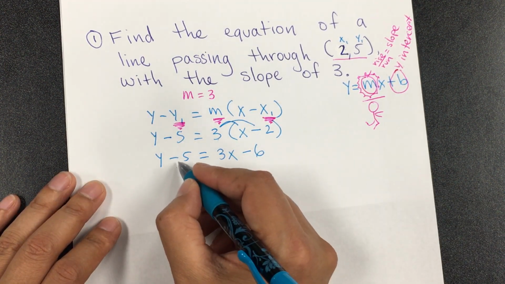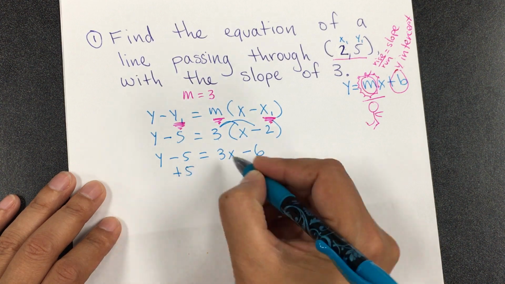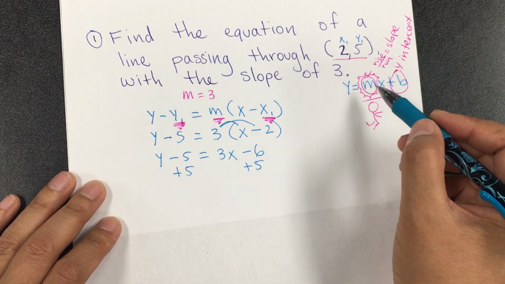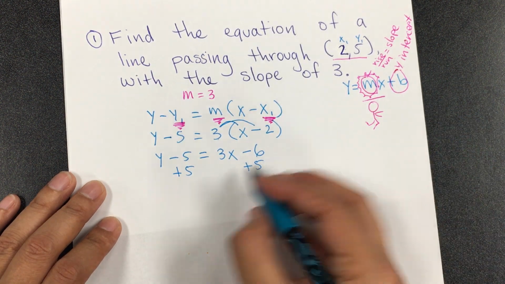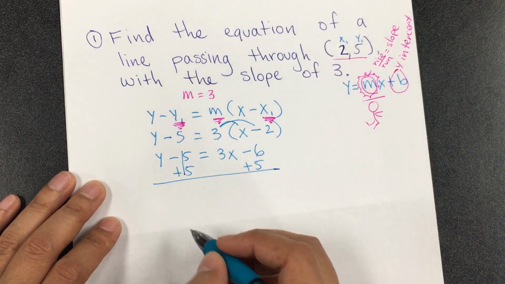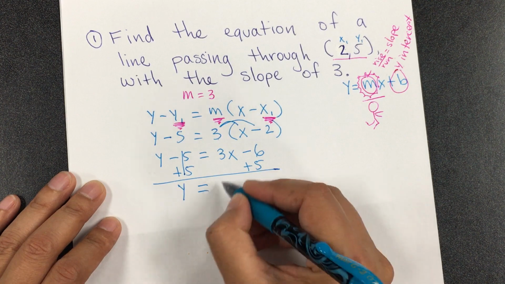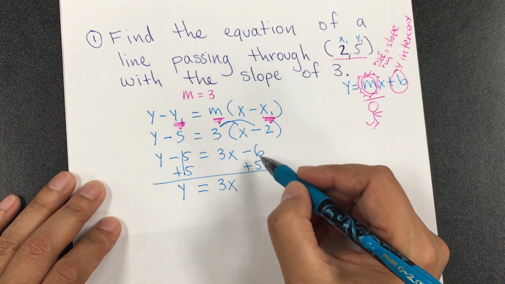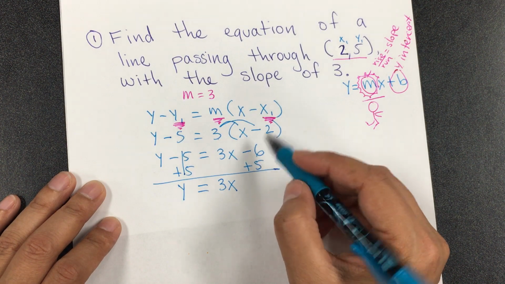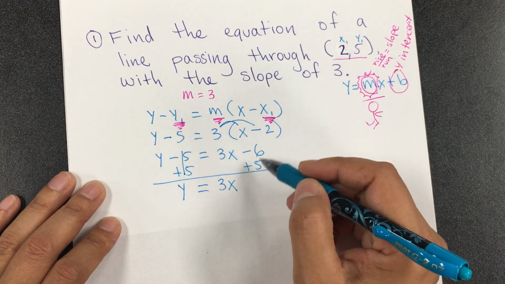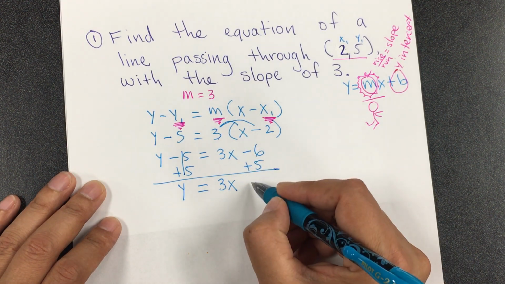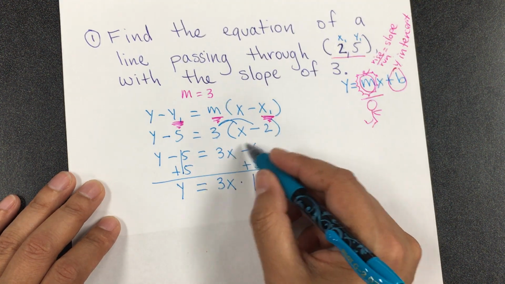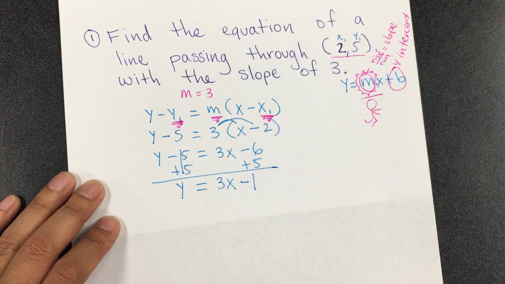The last step is, since we're subtracting 5, we're going to add 5, to leave it in the format y equals mx plus b. This cancels, and y equals 3x, negative 6, positive 5. Remember that with different signs we subtract and keep the sign of the greater one. So 6 minus 5 is 1, and the greater one is negative, so we put negative 1.